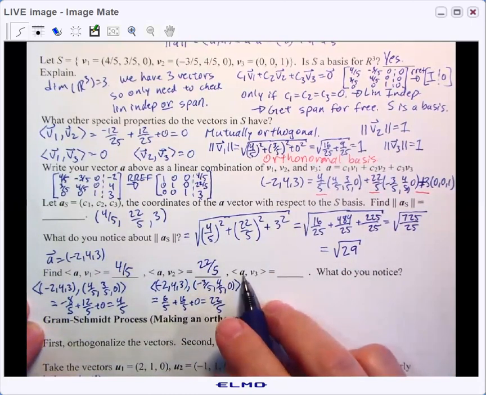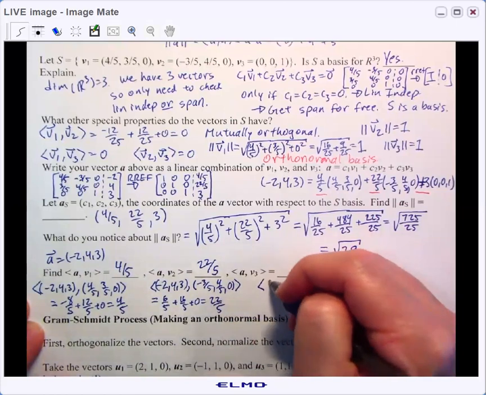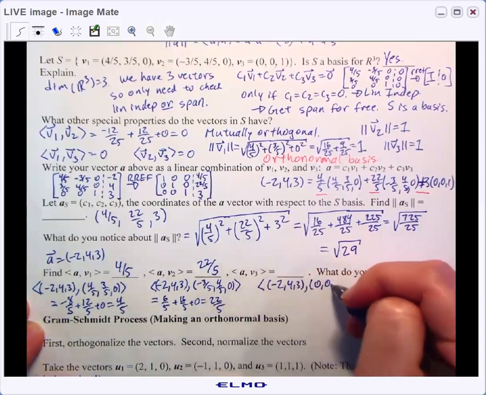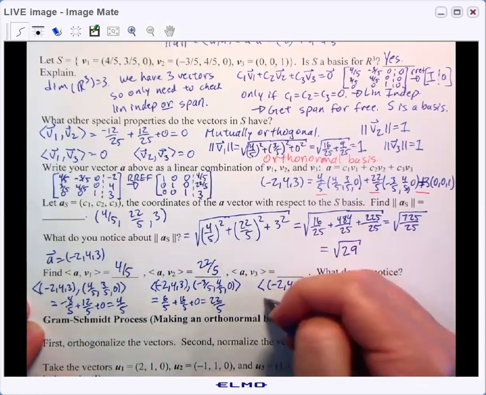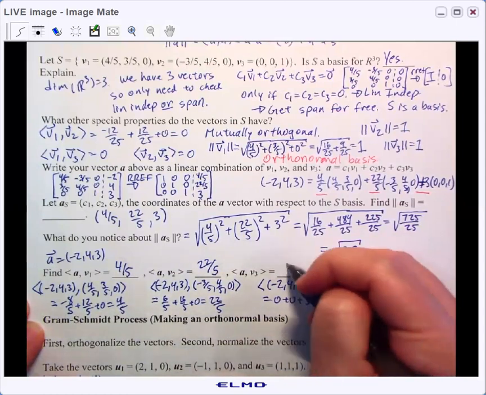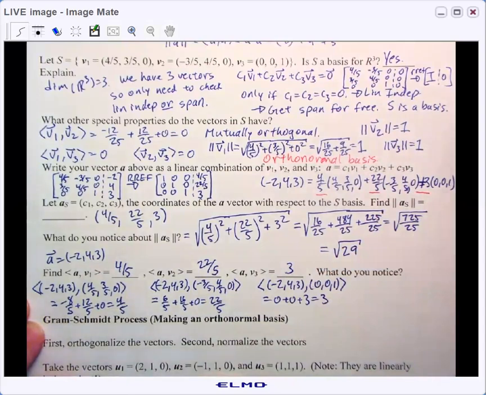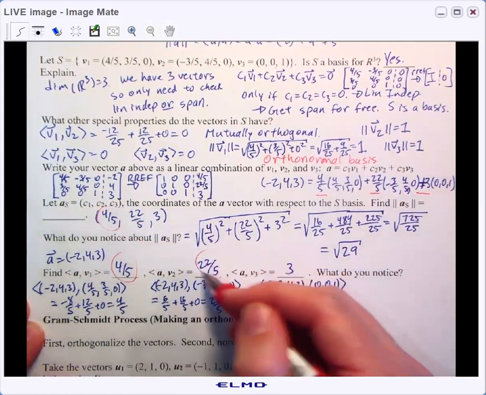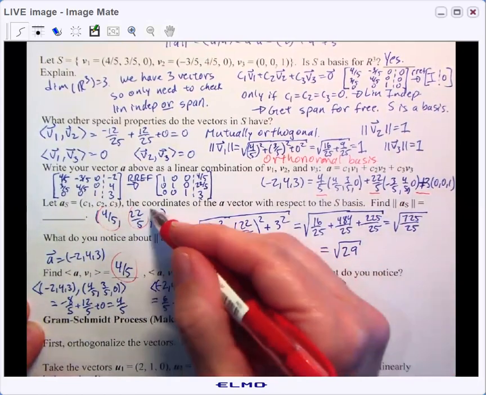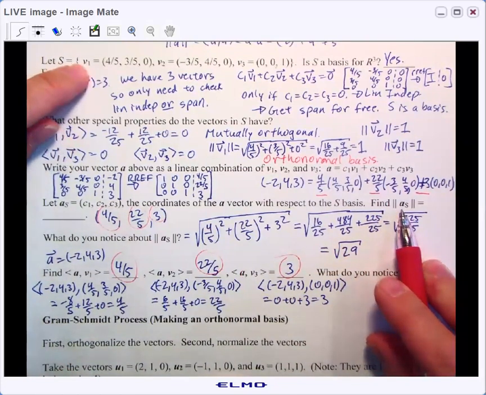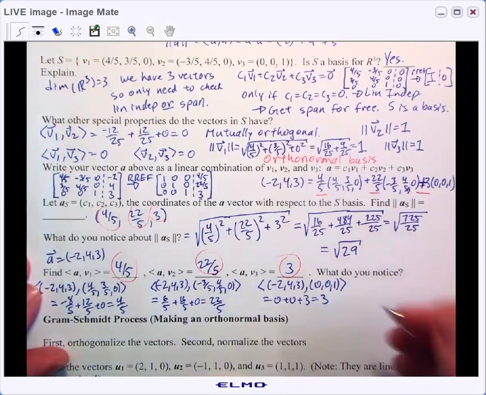And finally, A inner product with V3. So we've got -2, 4, and 3 inner product with 0, 0, 1. And we'll see that that's 0 plus 0 plus 3, which is 3. And do you notice something pretty cool? These are actually the corresponding coordinates of our vector with respect to the non-standard orthonormal basis. That's pretty cool.